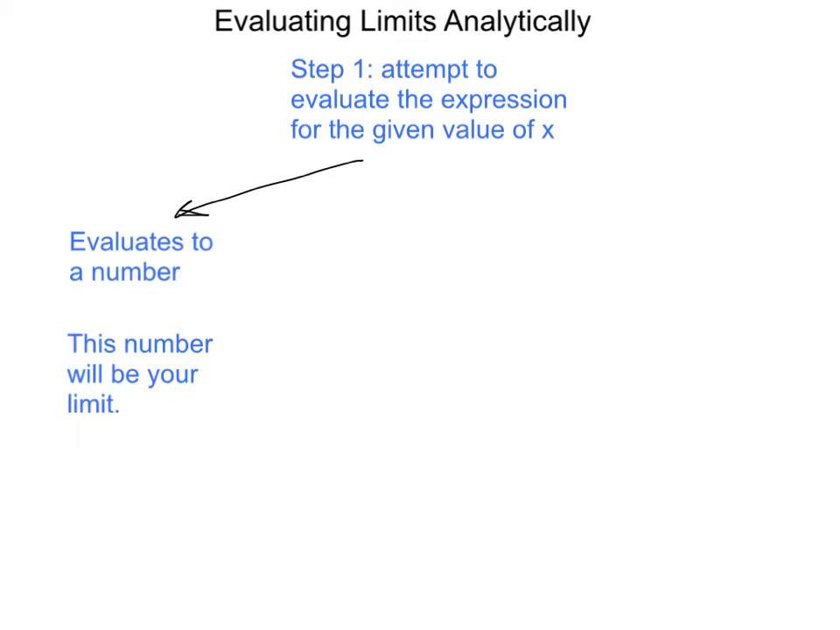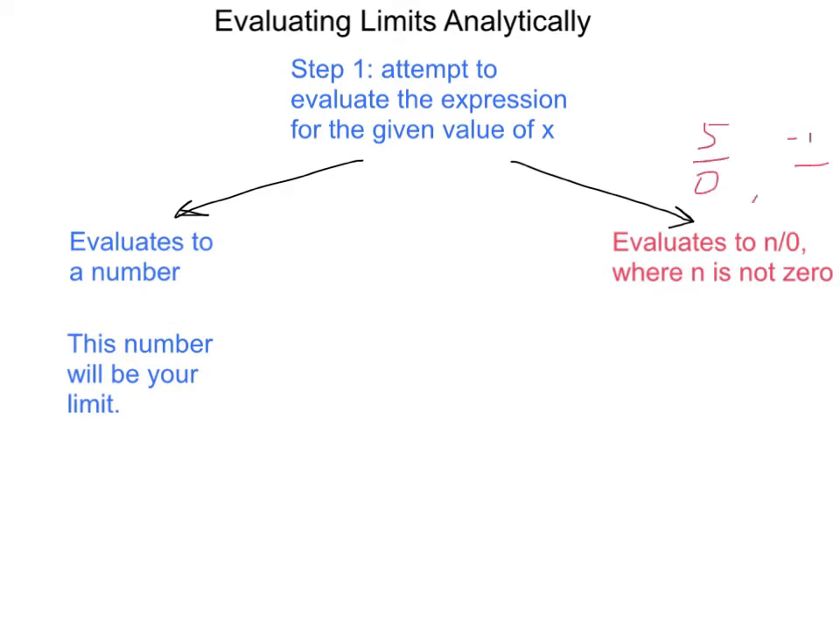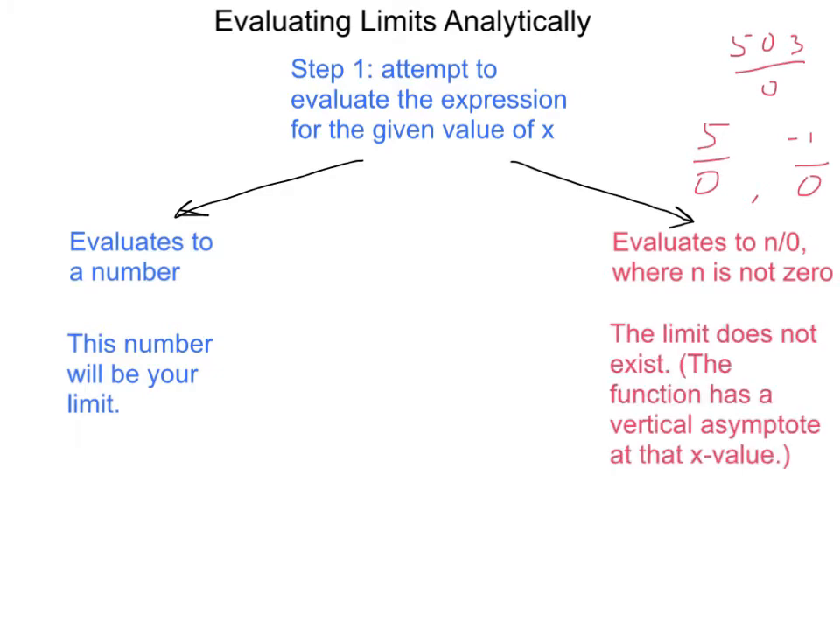Okay? The next thing that can happen, and I'm going to write this over to the right, is that it evaluates to a number over 0. More specifically, when you plug in that value, if you get some number that's not 0 divided by 0, like 5 over 0, or negative 1 over 0, or 503 over 0, if you end up with anything like that, it immediately means that the limit does not exist. More specifically, the limit doesn't exist because the function has a vertical asymptote there.